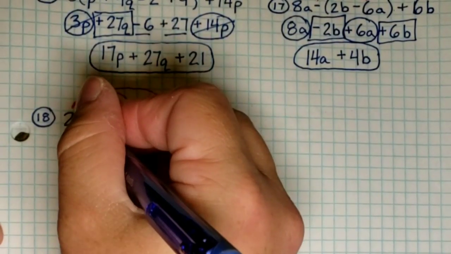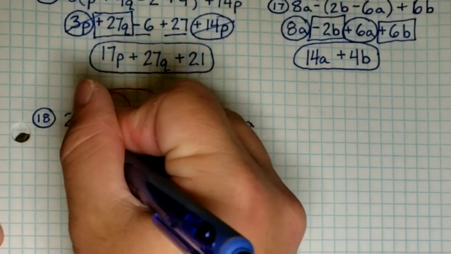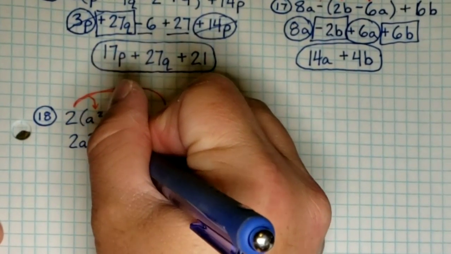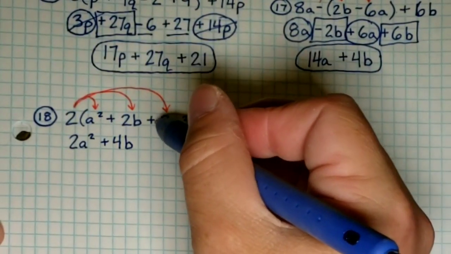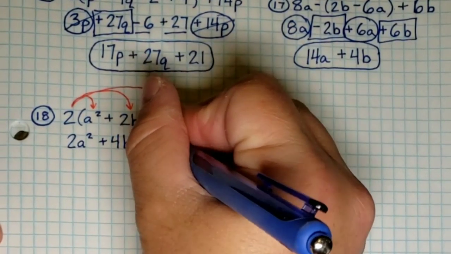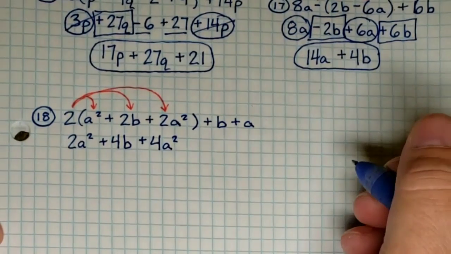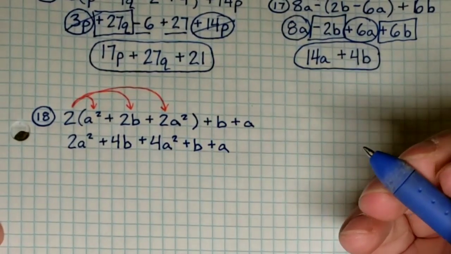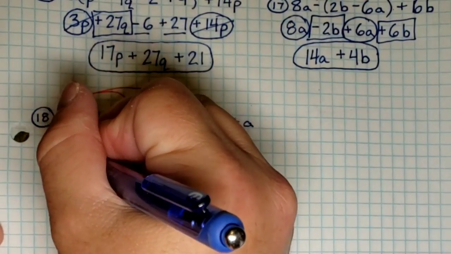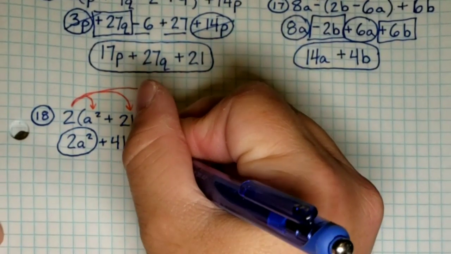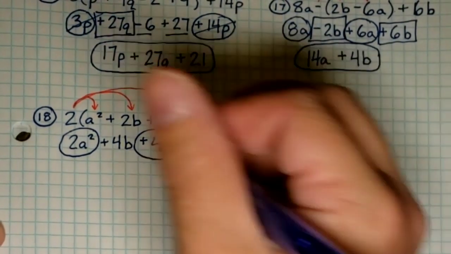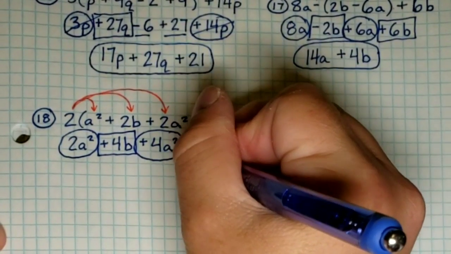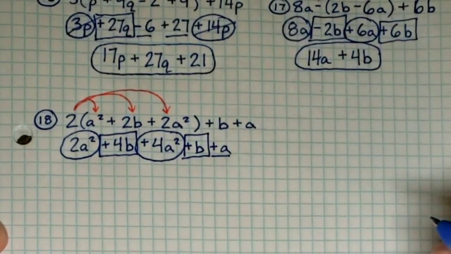Okay, so 2 times a squared would be 2a squared. 2 times a positive 2b would be positive 4b. 2 times a positive 2a squared would be positive 4a squared. Bring down your plus b and your plus a. All right, 2a squared and positive 4a squared are like terms. Positive 4b and positive b are like terms, and then the plus a just by itself.